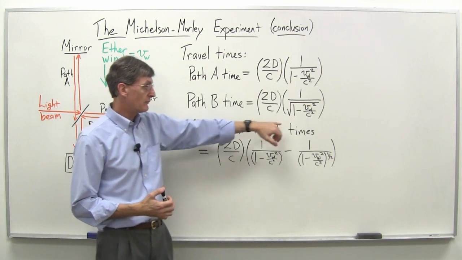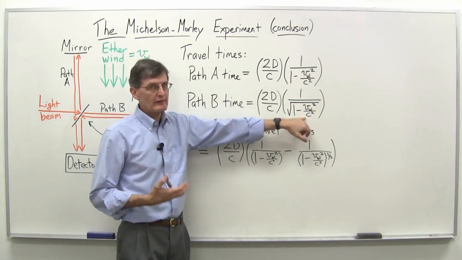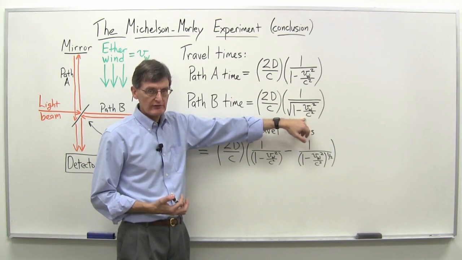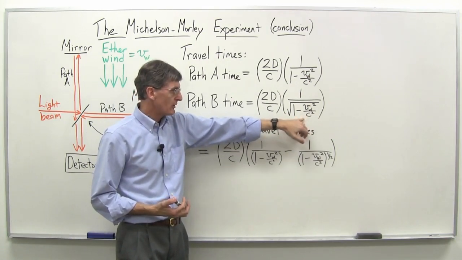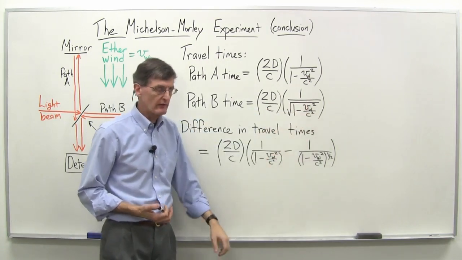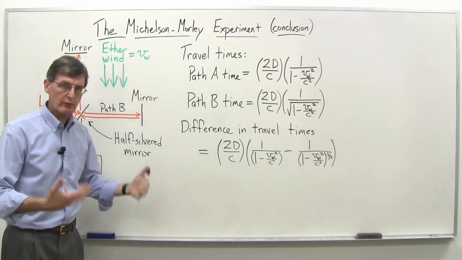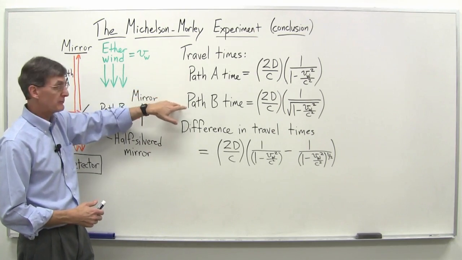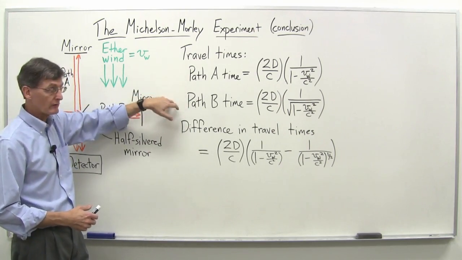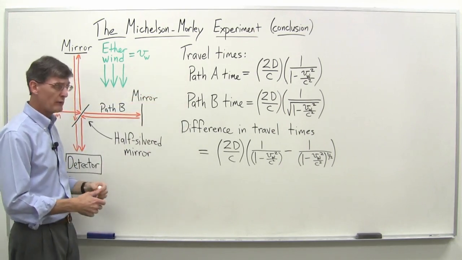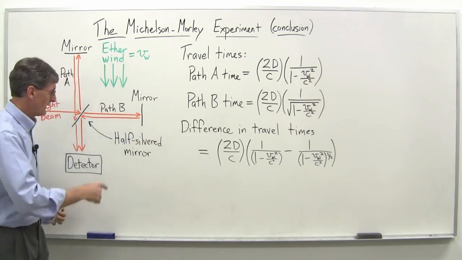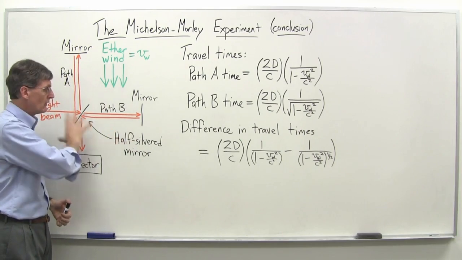And just for comparison, the speed of light is still much, much greater than that. It's 300 million meters per second, which is about 10,000 times faster than the speed of the supposed ether wind here. So path A time, path B time, the tailwind, headwind, and the crosswind time. And what we'd like to do is figure out what's the difference in travel times? What's the effect of the ether wind on the light?